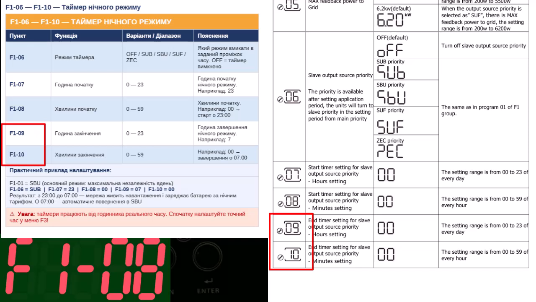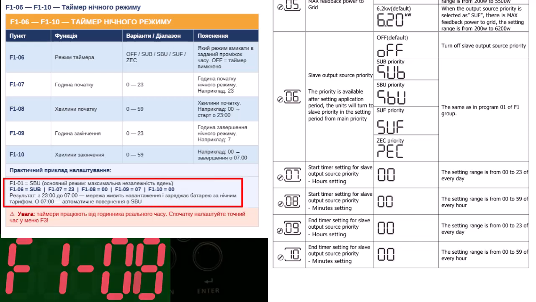So in our example, F1-06, SUB, F1-07, 23, F1-08, 00, F1-09, 7, F1-10, 00. Done. From 11 p.m. to 7 a.m., SUB. Everything else, SBU.